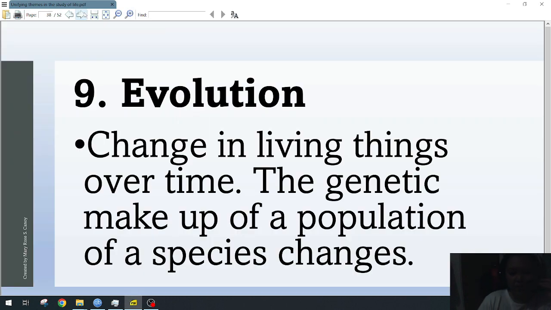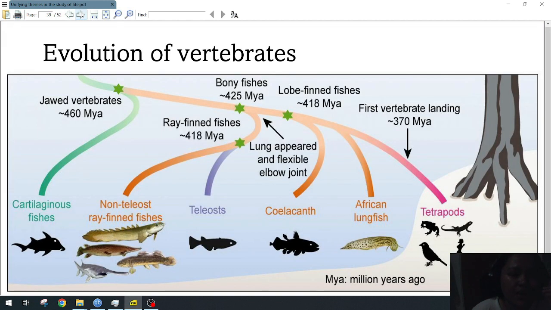Alright, so, second to the last theme is the evolution. Okay, the ever-changing living things over time. The change of living things over time. The genetic makeup of a population of a species changes. It evolves.